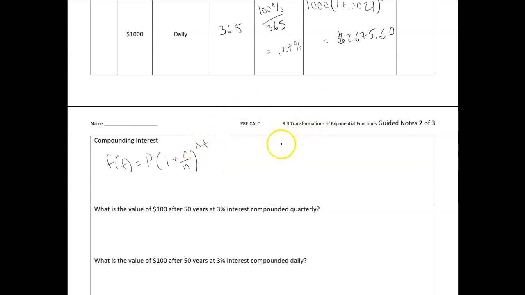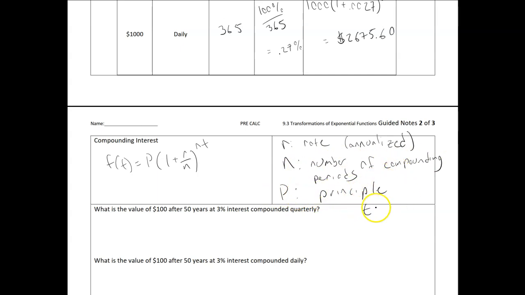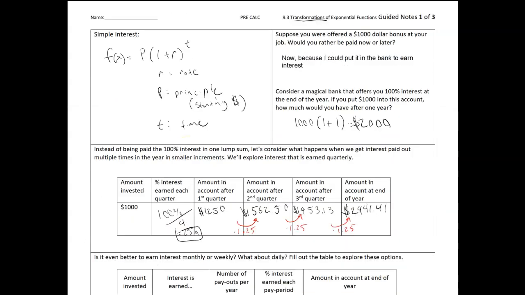And then we already know r is my rate, but it's annualized. So it's how much my interest rate is for a year. So it makes sense that we're changing it in our formula; we're dividing it by n. n is the number of compounding periods, p again is the principal, and t is time. Okay? This, by the way, is an n up here. Make sure it looks clear. So all this is a transformation of our original function.